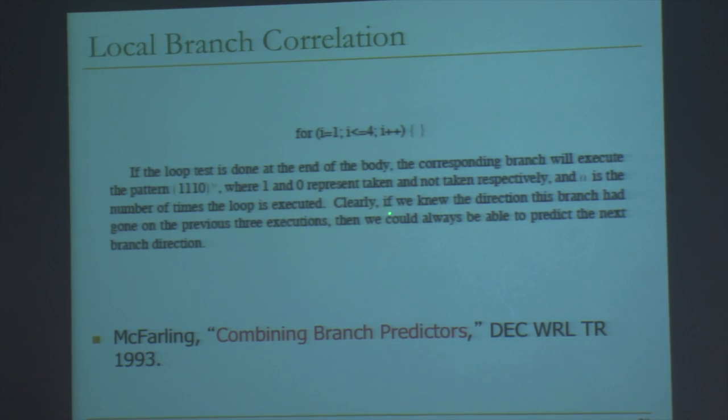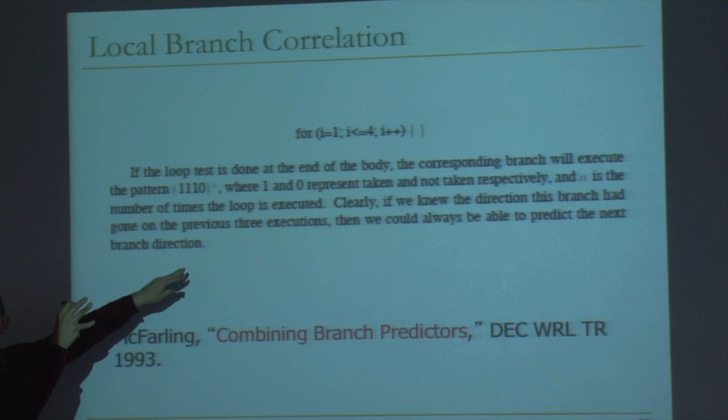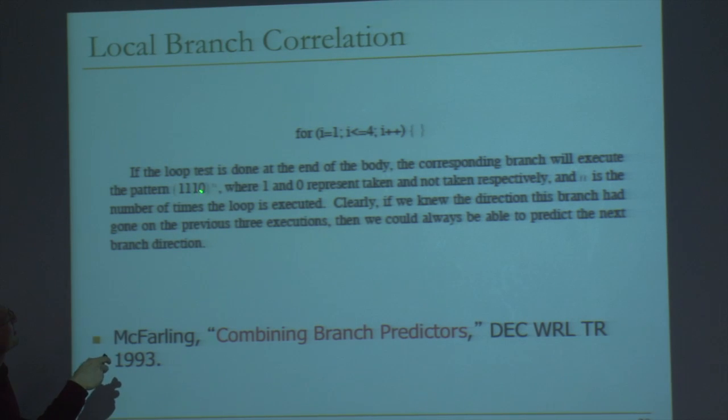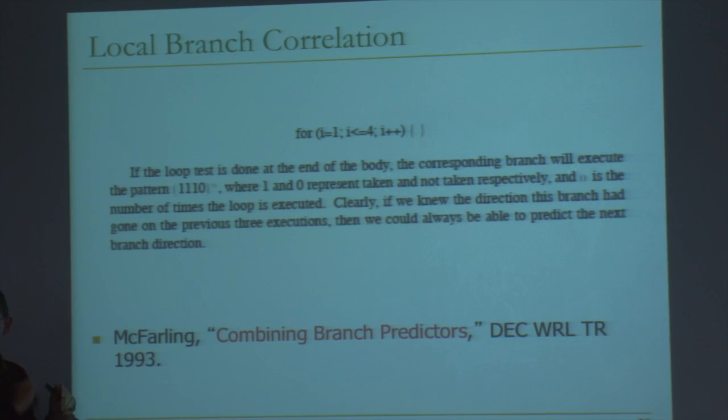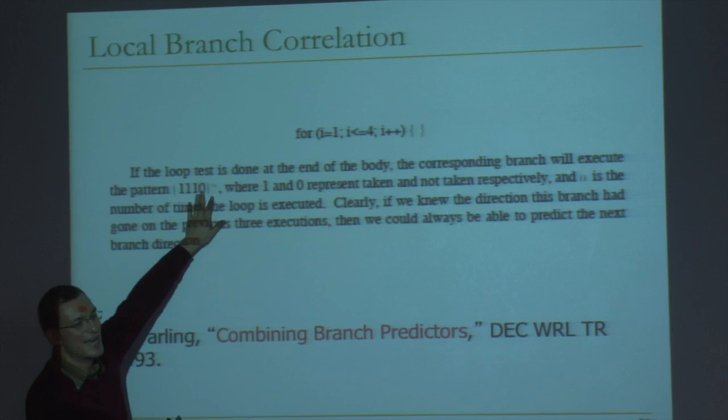Clearly, if we knew the direction this branch had gone on the previous 3 executions, then we could always predict the next branch direction. Right? Does that make sense? If this branch was previously 1, 1, 1, taken, taken, taken, the next one will be not taken, because it's iterated 4 times. If previously it was 1, 1, 0, the next one will be taken, because you've gone back to the loop again. And you can imagine that, because it keeps repeating this pattern.